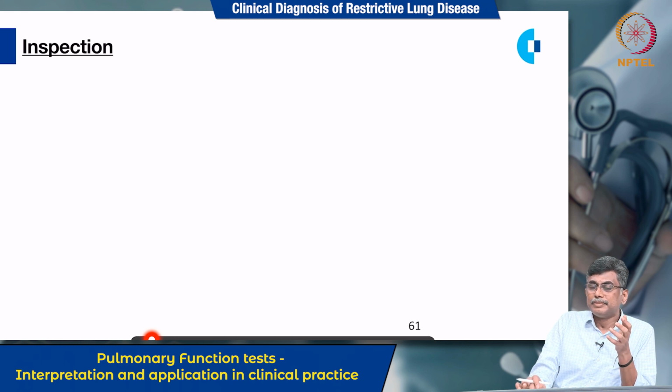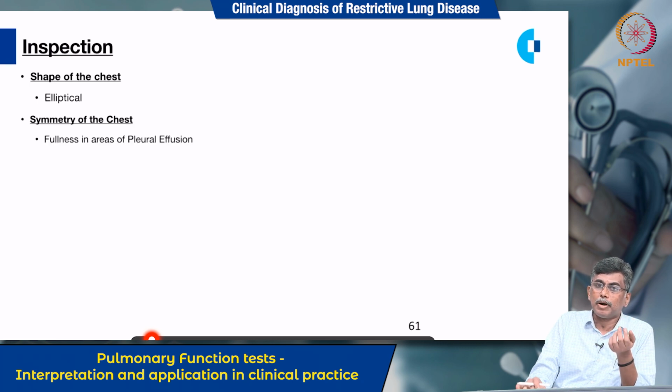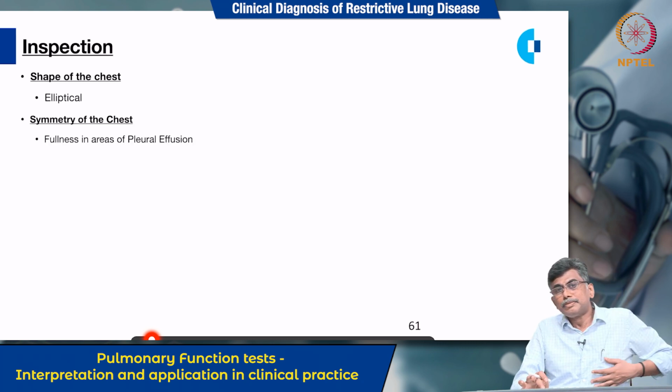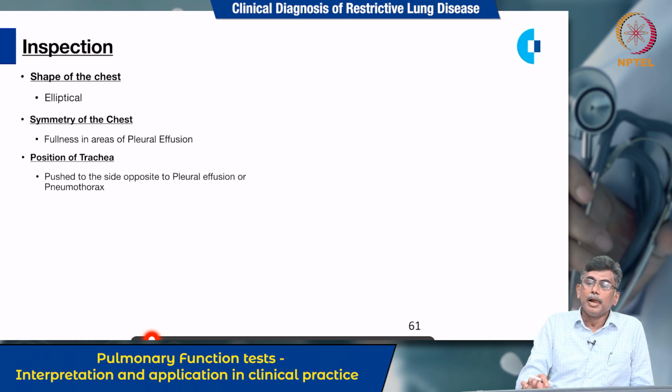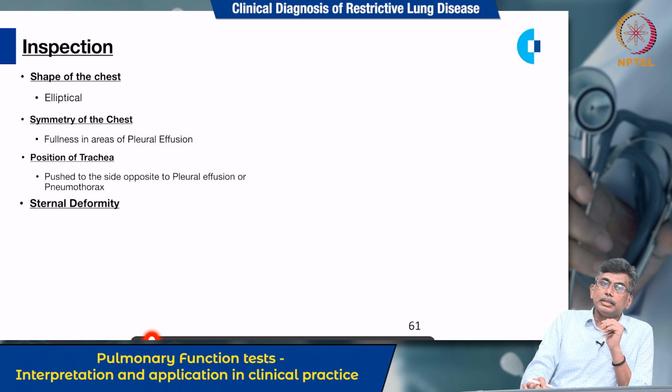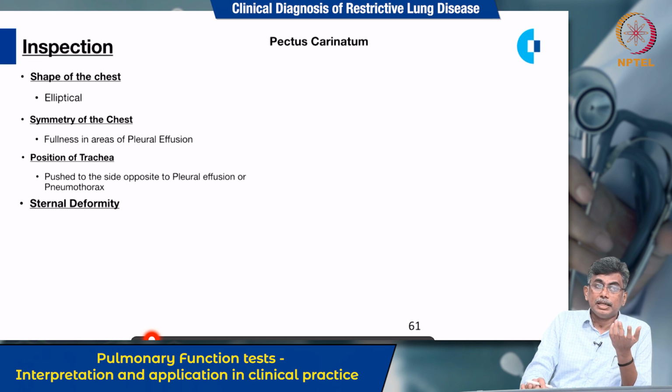Inspection wise, the shape of the chest is normal. Symmetry: in areas of pleural effusion or pneumothorax, you can find that there is some amount of fullness. Position of the trachea is important. In a pleural effusion and pneumothorax, the trachea is pushed to the opposite side, and we can have these chest wall diseases, pleural and chest wall diseases.